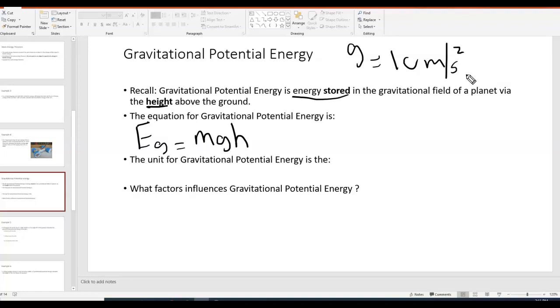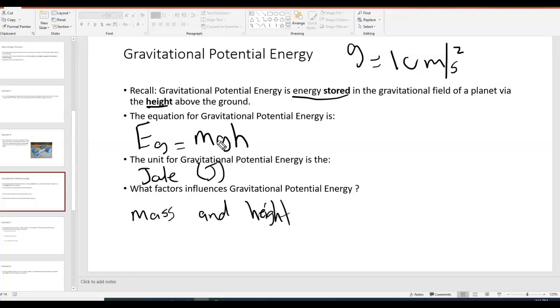In the first semester, we used negative 10 for the acceleration due to gravity because the direction was important then, and now it's not. So that's why we're using a positive 10. So we have the mass of the object times g, which is a constant, that's the acceleration due to gravity. On Earth, the value is close to 10 meters per second squared, times h, where h is the height above the ground. Okay, mgh, very simple equation. The unit is the joule, just like it is for any type of energy. What factors influence it? Well, obviously mass, and obviously height.